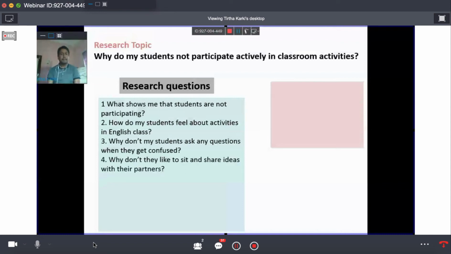Likewise, he wanted to know, why don't his students like to sit and share ideas with their partners? I think many teachers in Nepal have this problem. The students do not want to even sit with the other students who are not their best friends, and they are not willing to communicate and interact with the other students, and he wanted to know why it was happening in his classroom.